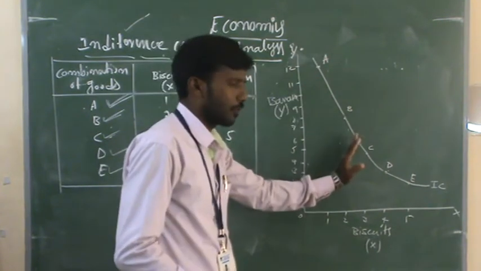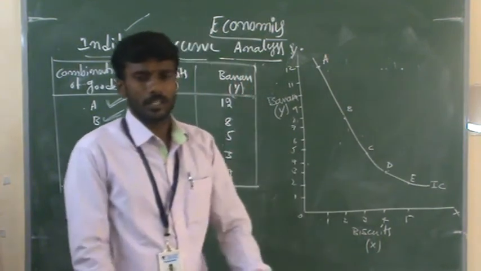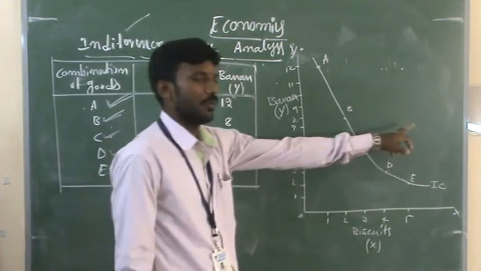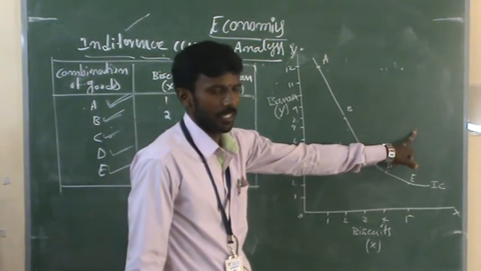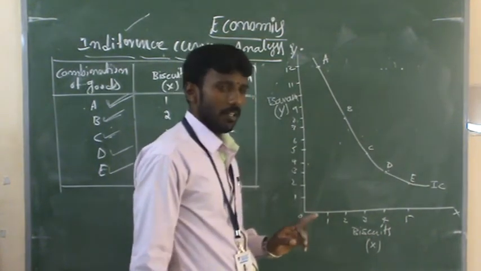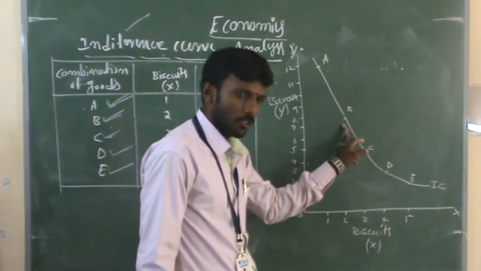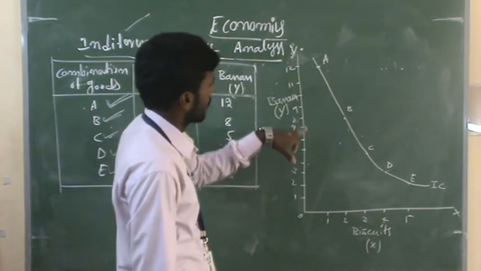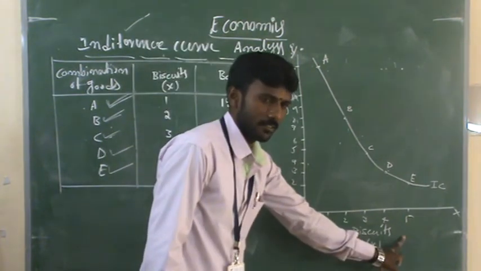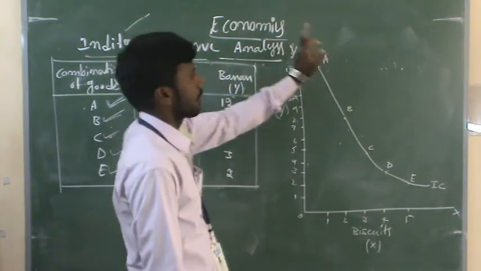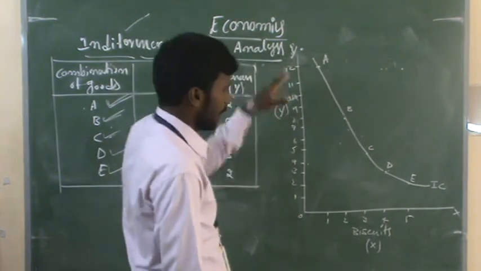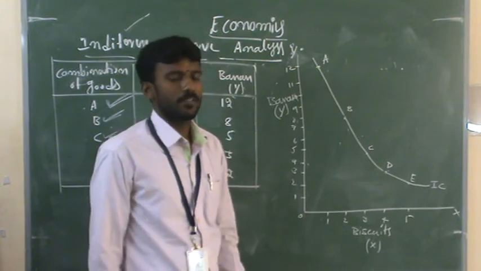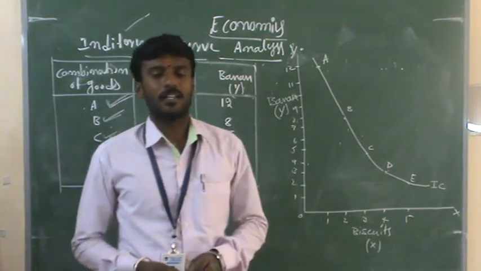Whether A, B, C, D or E, all of them provide equal satisfaction. But when the consumer changes from one combination to another combination, the goods will change. 12 units of banana became 8, but biscuits increased. Biscuits more and bananas less gives equal satisfaction; bananas more and biscuits less also gives equal satisfaction. So that's why I'm telling you the indifference curve is completely based on MRS, the marginal rate of substitution.